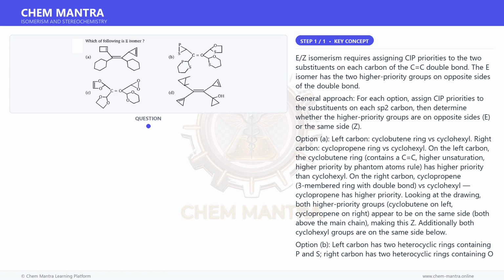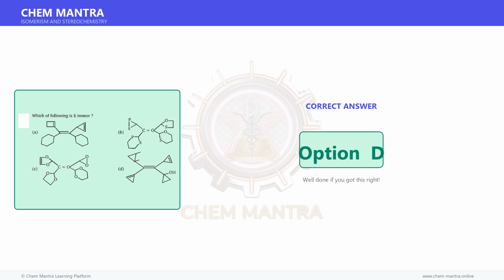Options A, B, and C have their respective higher priority groups on the same side, Z. Only option D has the higher priority substituents on opposite sides of the double bond. Therefore, the correct answer is option D.